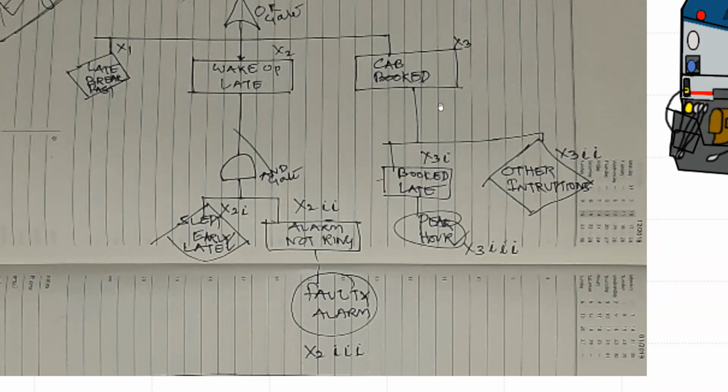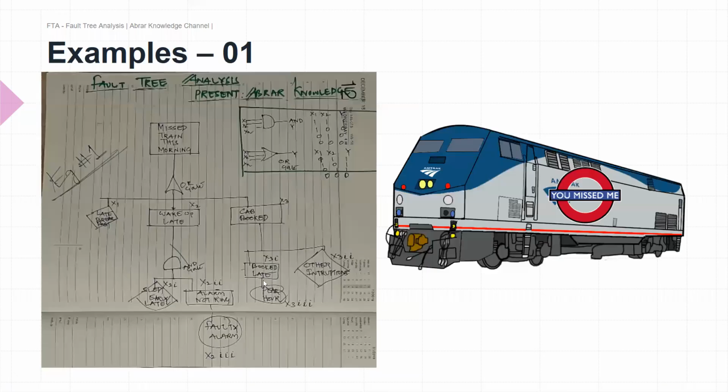Let's talk about the cab booking. Another one is other interruptions. Another one, booking the cab very late. And then another reason is that it was peak hour, and the cab driver came late and all that. So this could be another reason. This is the example of the missed train scenario.